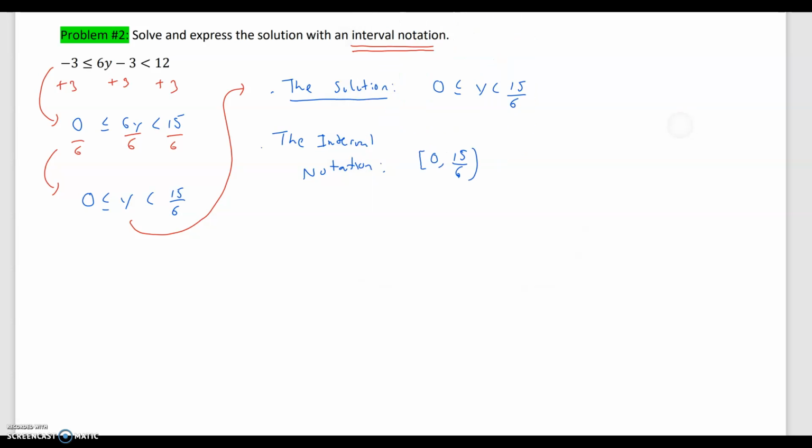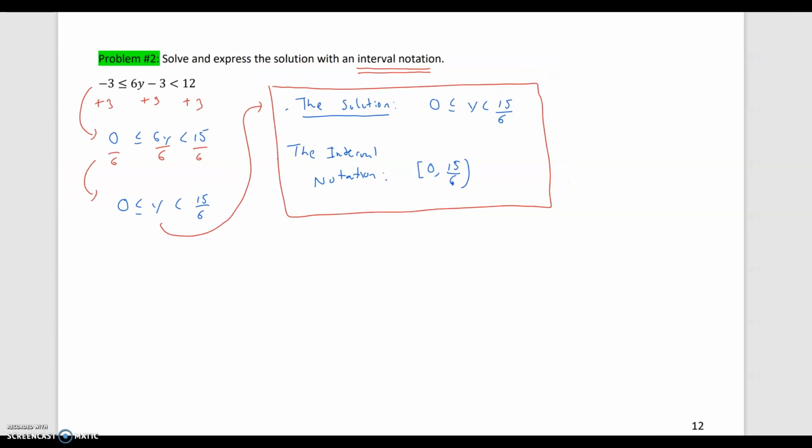Remember, the parentheses means you're not including the upper bound. Brackets means you're including the upper bound. So if it had a less than or equal, brackets on those. If it just had greater, in this case, I'm reading it as y greater than 0, you would have a parentheses, but we're going from 0 to 15/6. That's actually it for the first two problems. I'll put the other ones on a different video.